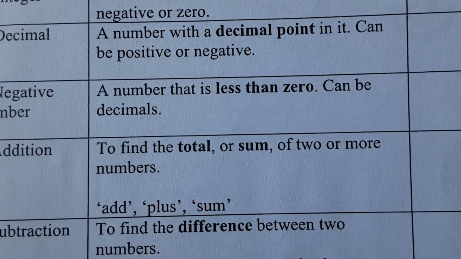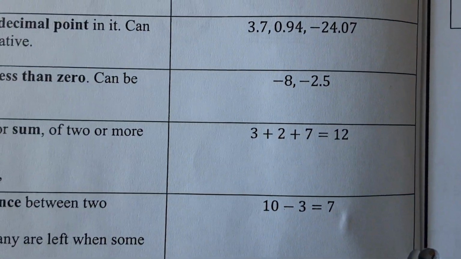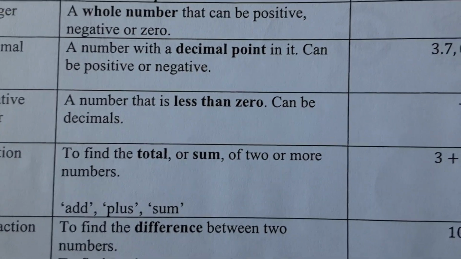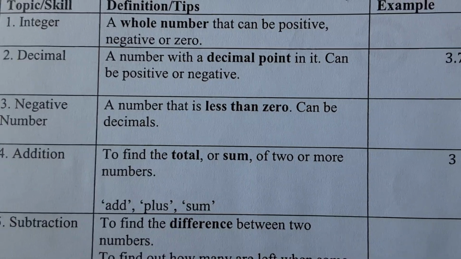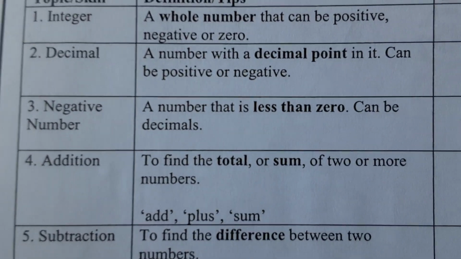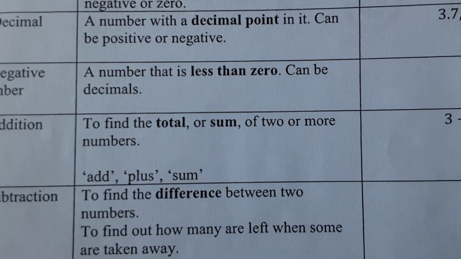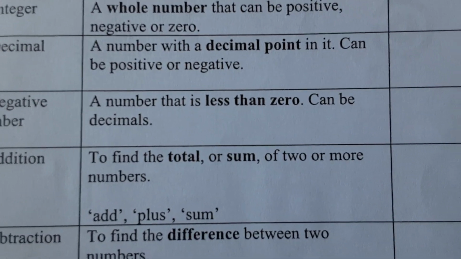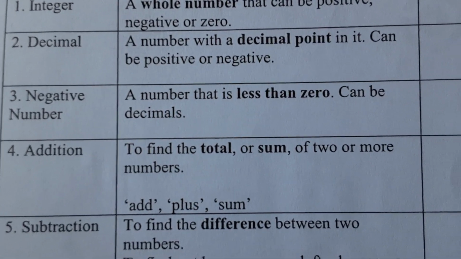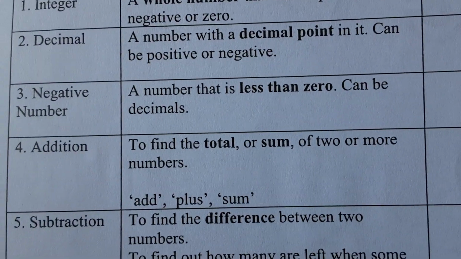Okay, now negative number, okay? A negative number is a number that is less than 0. It can also be decimals. So for example, it can be negative 8 or negative 2.5. So just remember, the further you get from 0, the smaller the value of the number is. So negative 5 is less than negative 0. Negative 0 has a greater value than negative 5. So the further the number is from 0, the smaller the actual value is, okay?